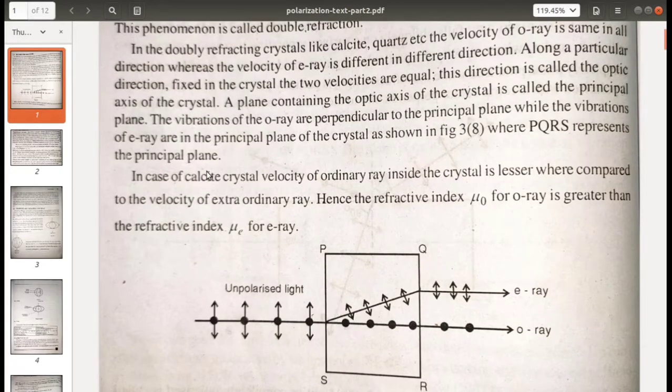Here you can see we have shown a PQRS plane. This PQRS plane is the principal plane. Through this plane, the optic axis is passing, and the ordinary ray vibrates perpendicular to this plane, and the extraordinary ray vibrates parallel in this plane.